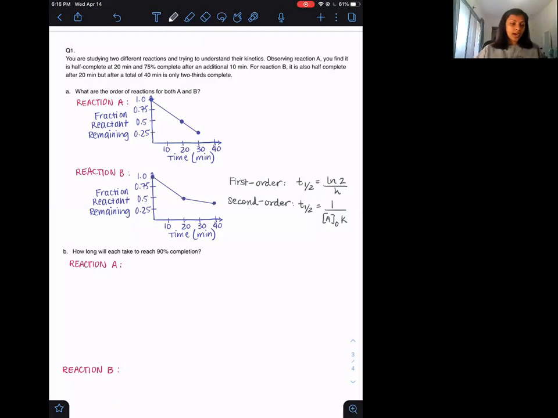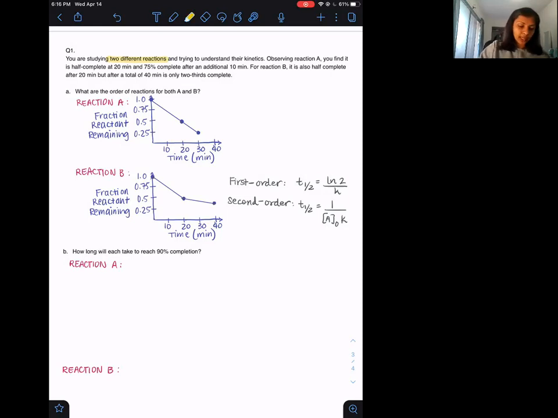All right, so I am going to present question 1. In question 1, we are comparing two different reactions, reaction A and reaction B. What we're given is that reaction A is half complete at 20 minutes and 75% complete after an additional 10 minutes. And reaction B is also half complete after 20 minutes, but only 2/3 complete after 40 minutes. So part A asks, what are the order of reactions for both A and B?